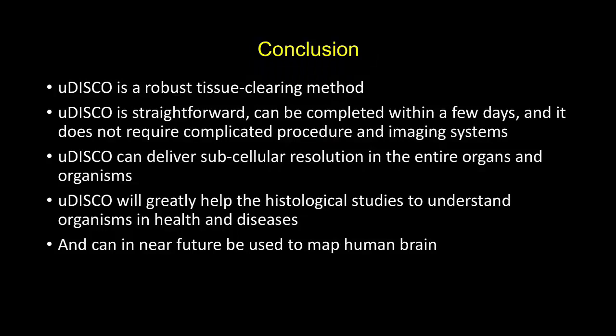I would like to conclude my talk by giving you some summary about uDISCO. So uDISCO is a robust tissue clearing method. It is very straightforward and can be completed within a few days. And actually it does not really require complicated imaging systems or complicated clearing procedures. And it can deliver really high resolutions. You can look at the subcellular details of neurons. You can see individual axons, dendrites, dendritic spines in whole brain or in whole animal.